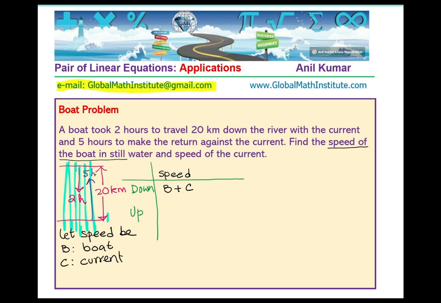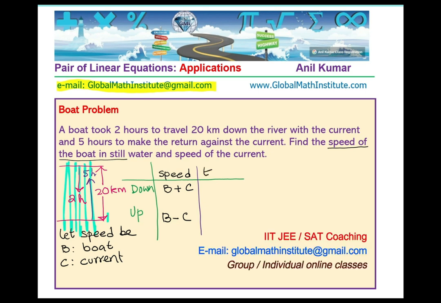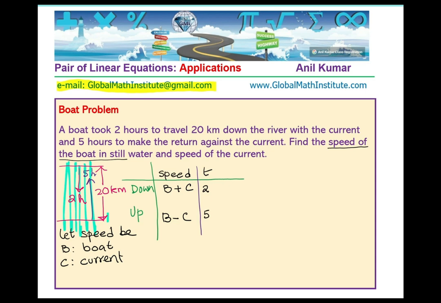So when you go downstream, both add up. Upstream, boat speed minus current. Correct. And then the next column is related to time, which we found is different: 2 hours and 5 hours, right? Let's write down units: speed in kilometers per hour, and time in hours.